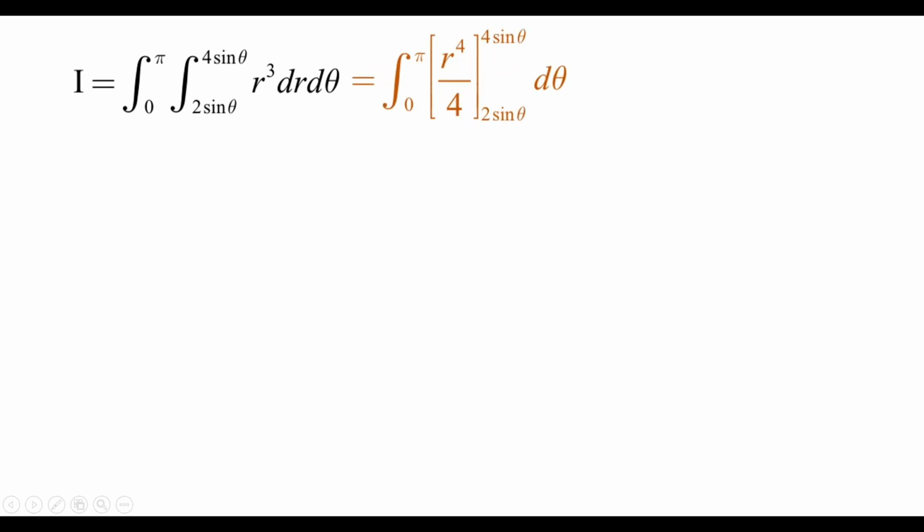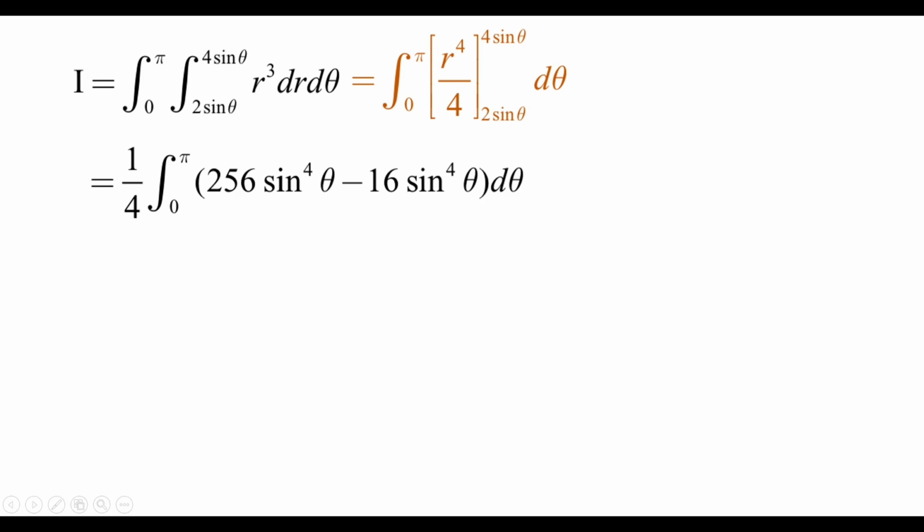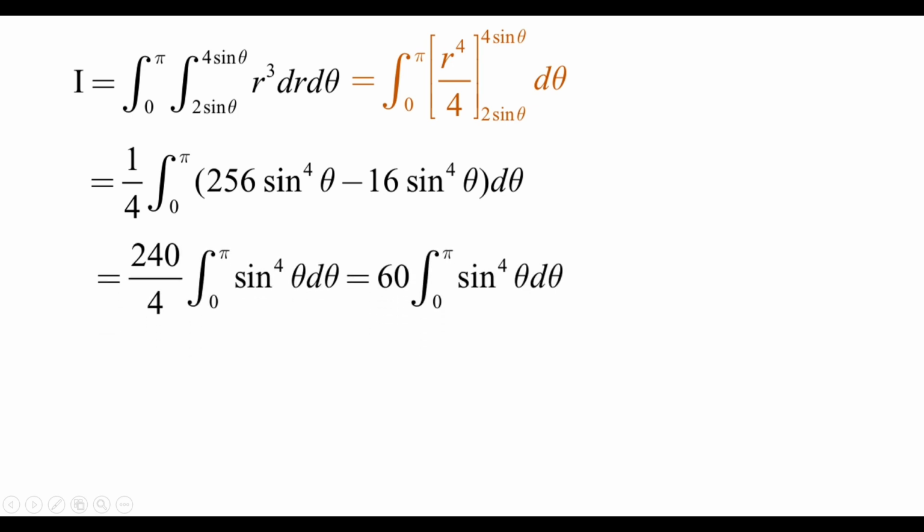Let us evaluate the inner integral first. The integral of r cubed is r to the power 4 by 4. Now evaluating from 2 sin theta to 4 sin theta, we have (4 sin theta) to the power 4 by 4 minus (2 sin theta) to the power 4 by 4, which is 1 by 4 times (256 sin^4 theta minus 16 sin^4 theta), which is 1 by 4 times 240 sin^4 theta, which is 60 sin^4 theta.